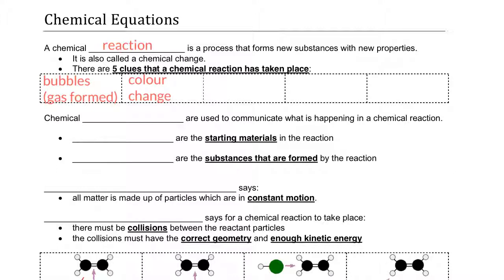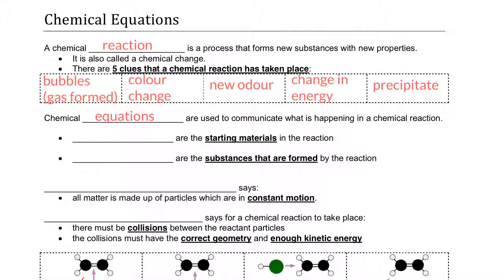The next one is a color change. You can also have a new odor or smell, or a change in energy. So if heat or light is being produced or absorbed, or sound, any form of energy. And the last clue that a chemical reaction has taken place is if a precipitate is formed. We saw that happening in the demo, but basically it's a new solid that's being formed, that's coming out of solution. It's no longer dissolved in water. We will talk more about this one in later lessons.